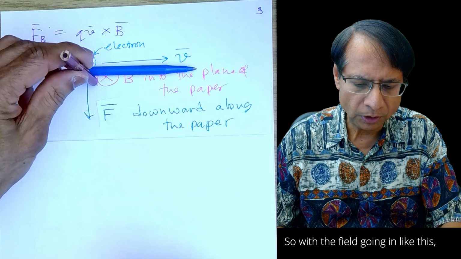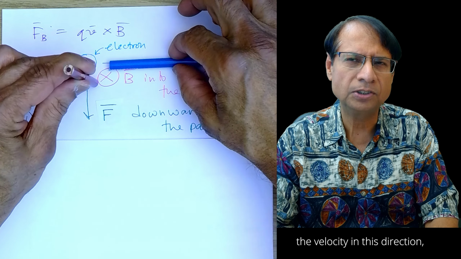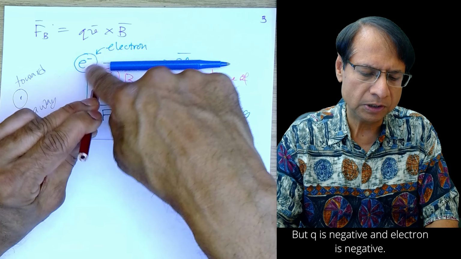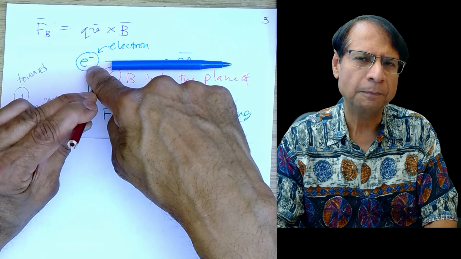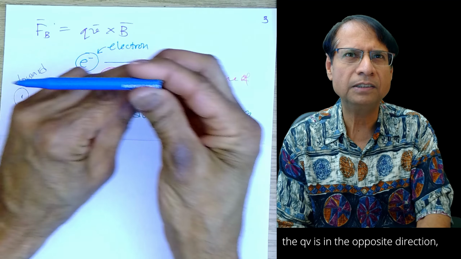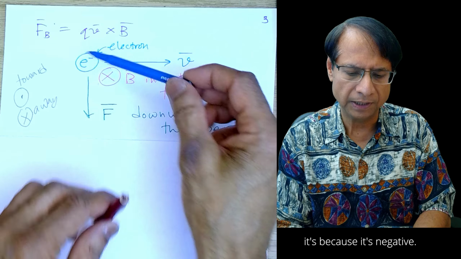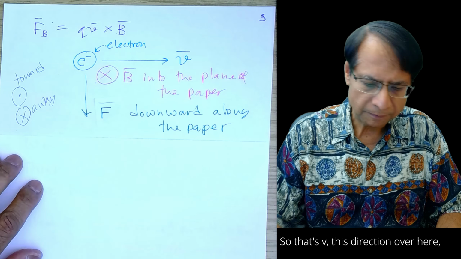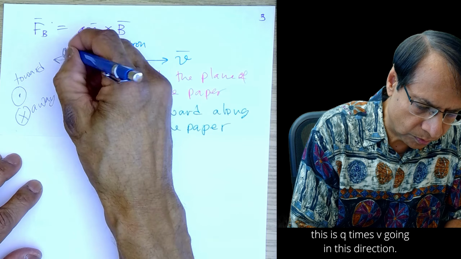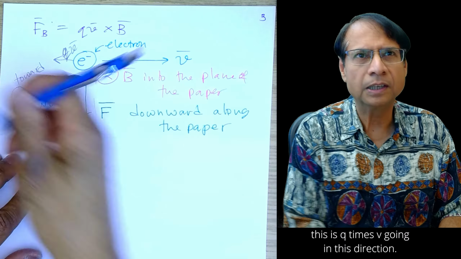With the field going in like this and the velocity in this direction, we want the direction of QV. But Q is negative, and the electron is negative. So as a result, if the velocity is this way, the QV is in the opposite direction because it's negative. So that's V, and this direction over here is Q times V.